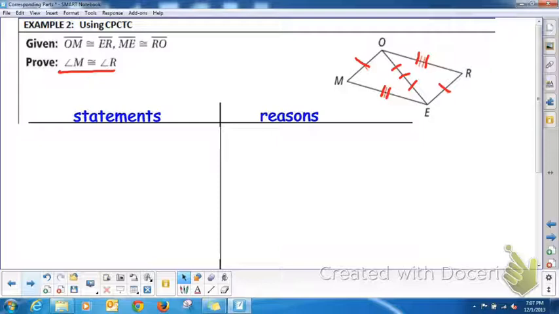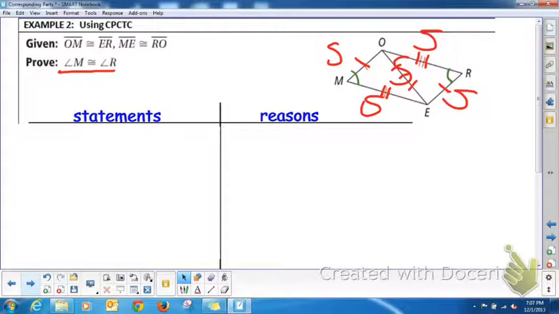So can we prove that these two triangles are congruent? We can, using side-side-side. And therefore we can prove the two triangles are congruent. And if we can prove the two triangles are congruent, then we can prove the corresponding parts of these triangles are congruent. So angle M is congruent to angle R using corresponding parts of congruent triangles are congruent.